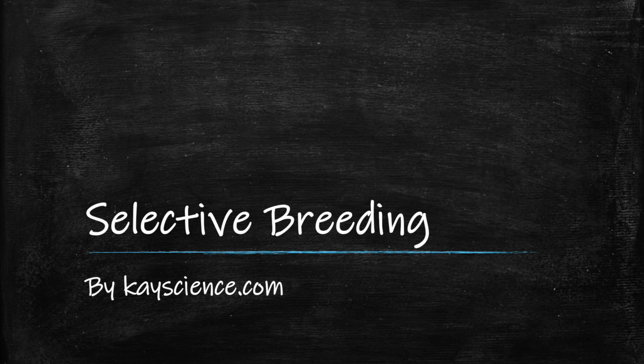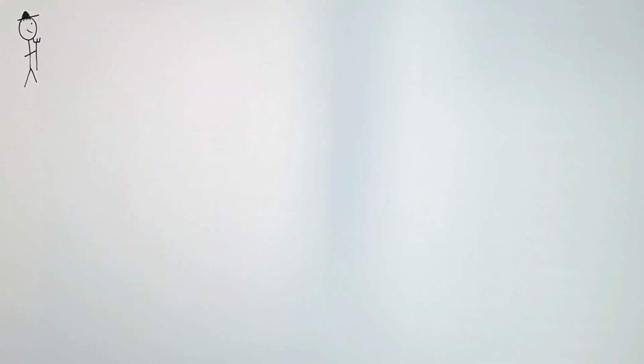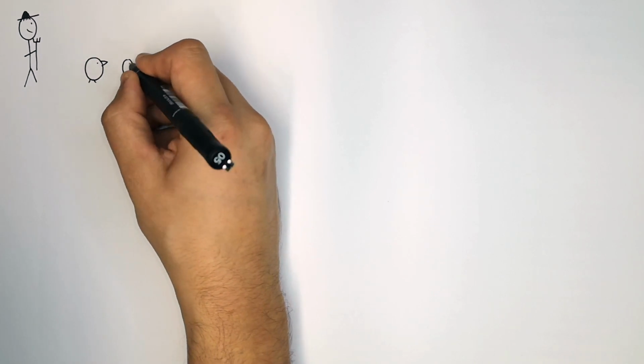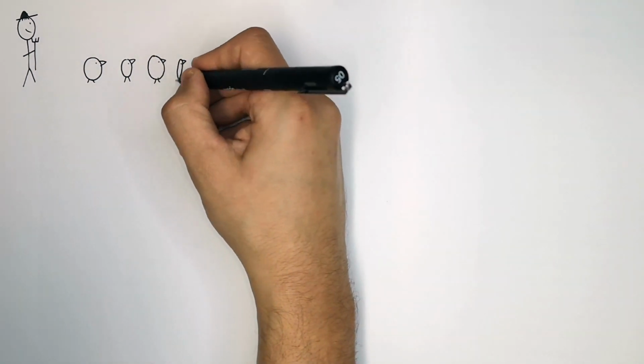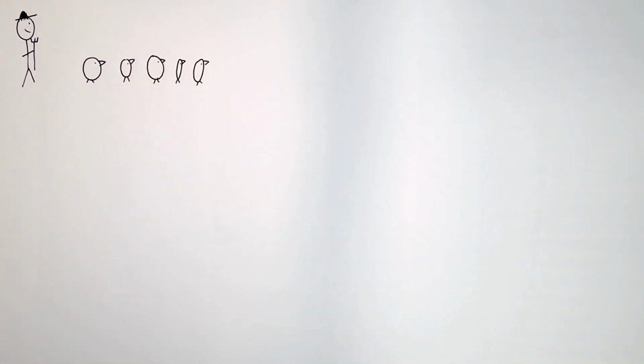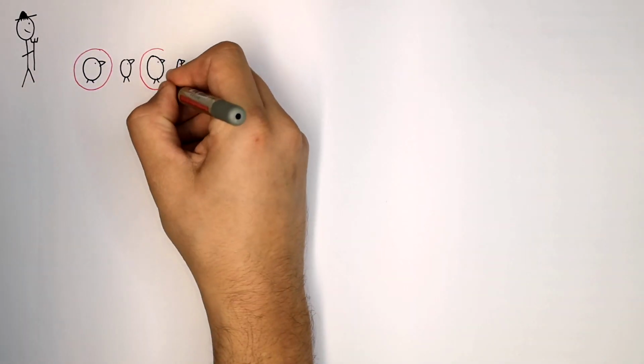Selective Breeding by KayScience.com. Imagine you're a farmer and you've got hundreds of chickens and you want to produce the biggest chickens possible to produce the most meat. So what you're going to do is firstly identify the desired characteristic that you want.